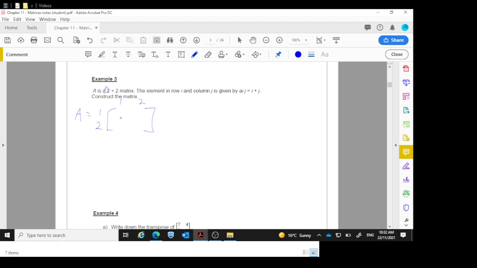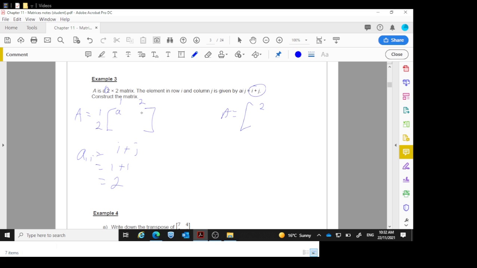So now I'm going to find this one here. That one there is given by this rule. You're going to get the i, and you're going to add. So this is row 1, column 1, and i plus j is the rule, which is 1 plus 1, which means it's number 2. So that's number 2 in there. I'm just going to write them over here.